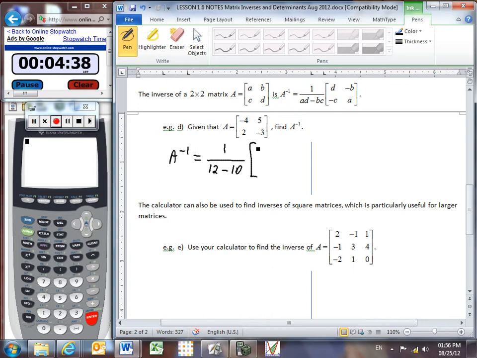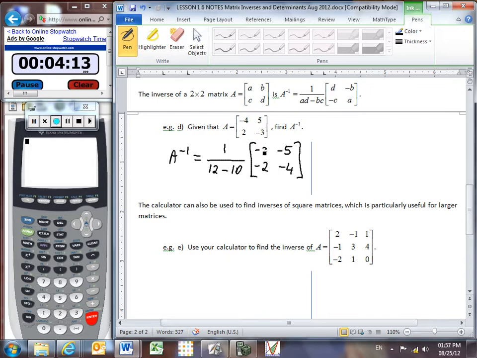And now I have to switch the order of A and D, and these two stay where they are, but we stick negatives in front of them. 12 minus 10 is 2, so really I've got 1/2 in front. And that 1/2 is a scalar, which is applying to every single entry in the matrix.